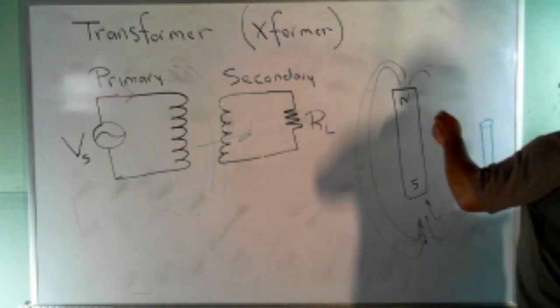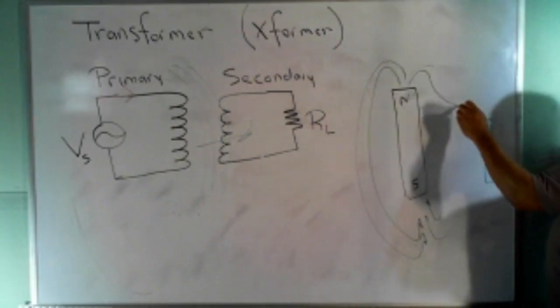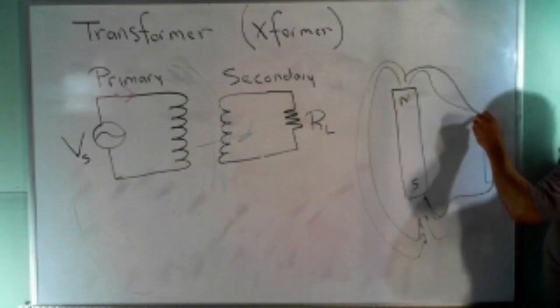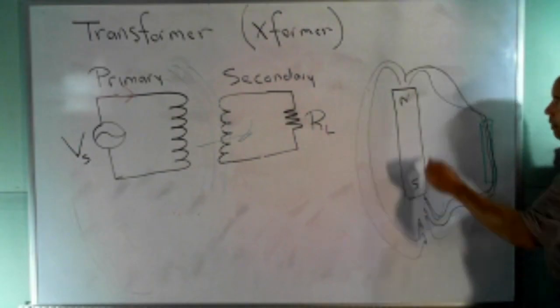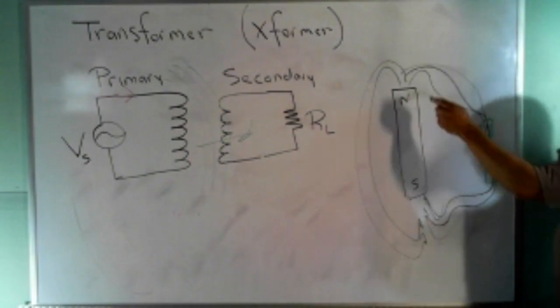The flux, instead of taking the shortest, direct path, is going to go all the way over here and come back like that. You might say, well, why would it come all the way over here? Why wouldn't it just take the shortest path?